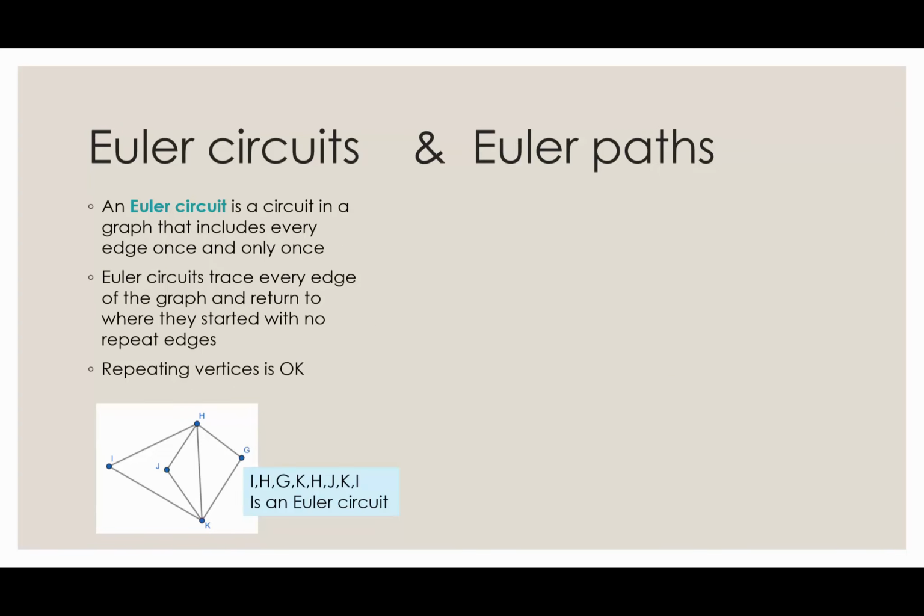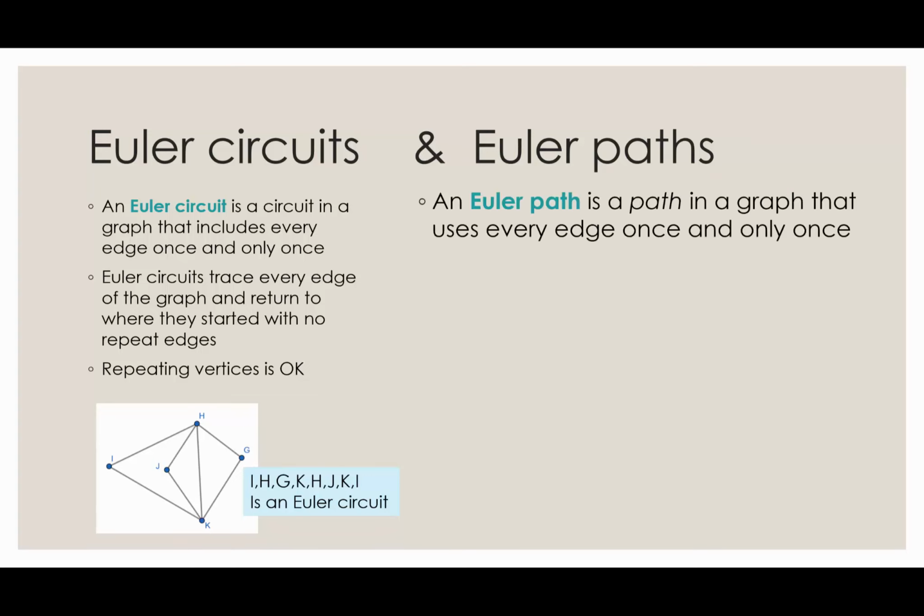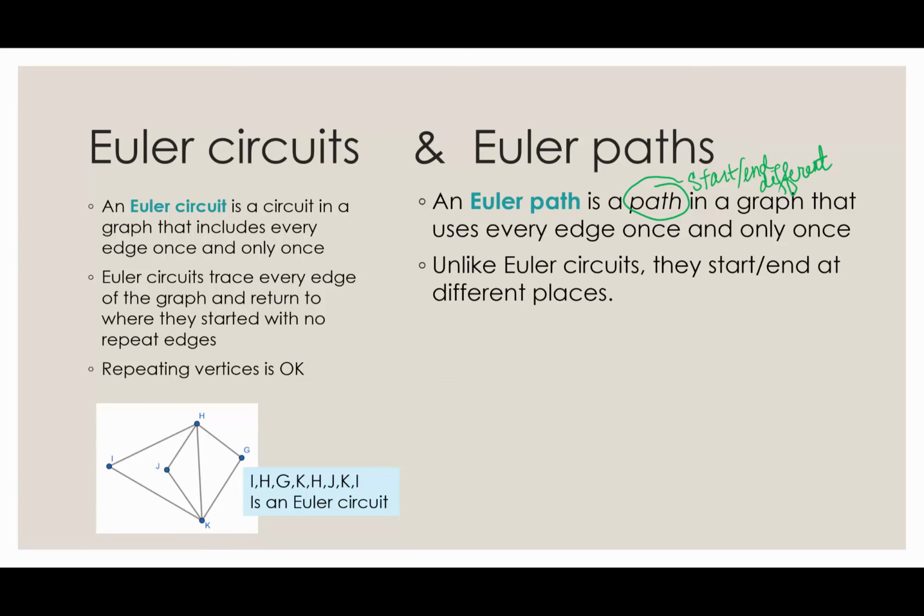There's a similar notion to Euler circuit called an Euler path. An Euler path is a path in a graph that uses every edge once and only once. So remember, paths start and end at different places, typically, or at least they will in this case. So an Euler circuit will require us to have the same start and end, but with an Euler path, our start and end will be at different places. And when a graph happens to have one of these, we'll say it's semi-Eulerian.